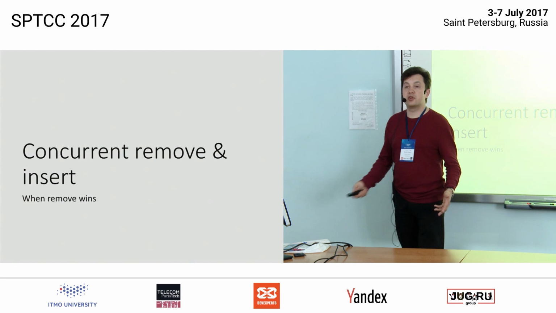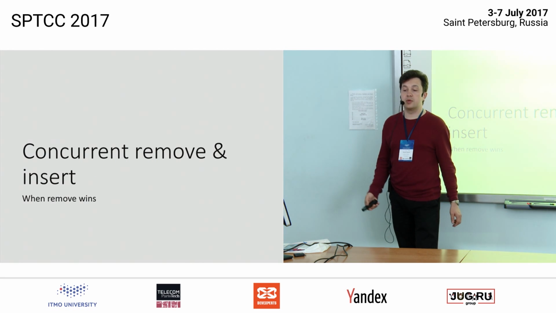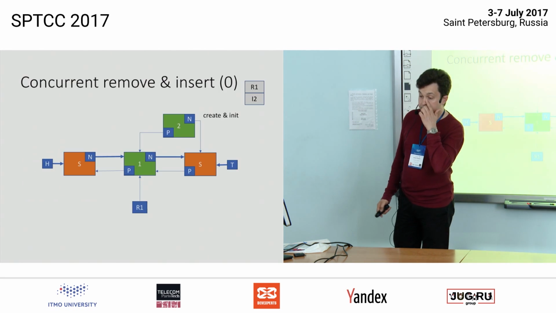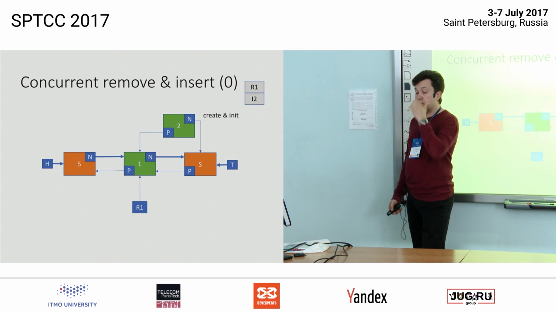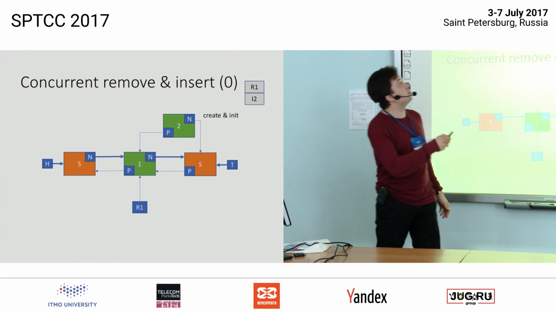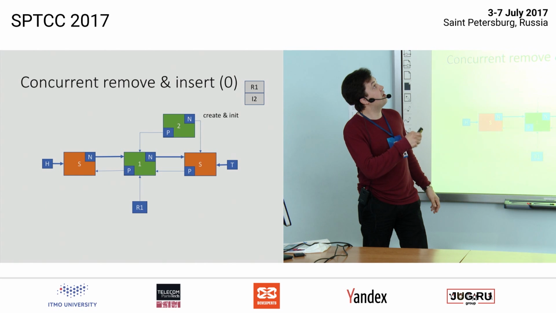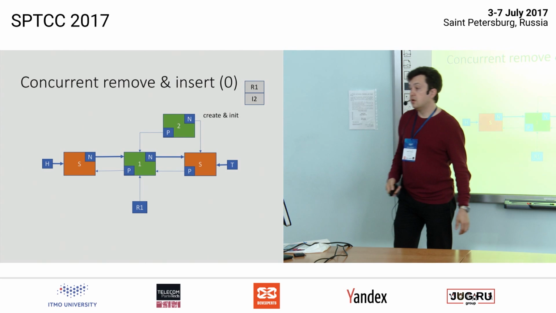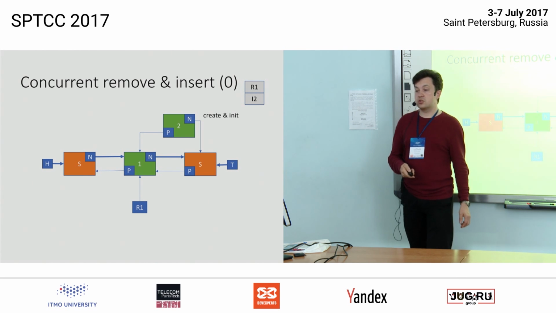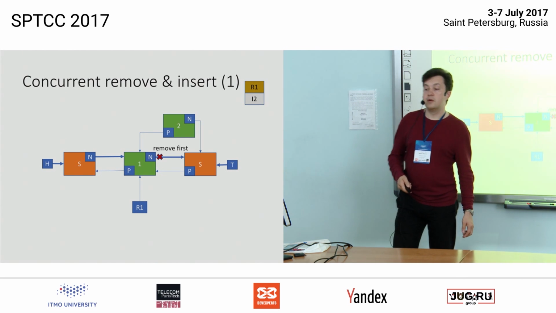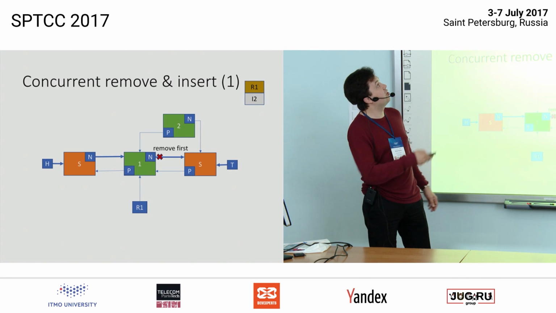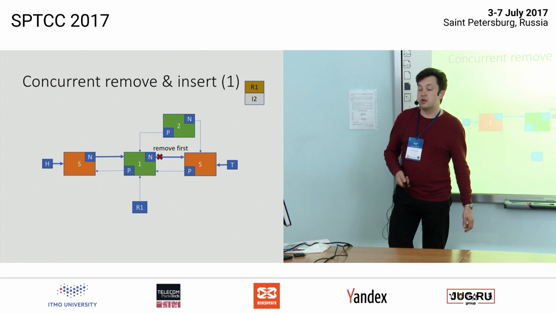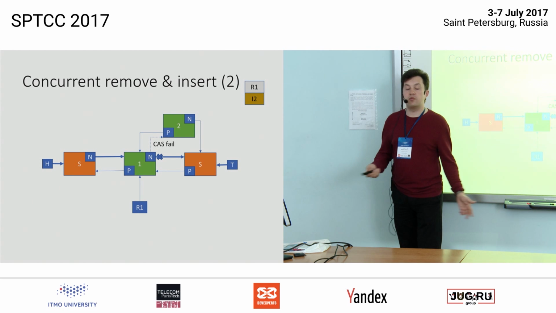Let's see what happens if we have a concurrent insert and remove. The first case will be when remove is first and it wins. So we have one thread that wants to insert a node, and the other thread that wants to remove this node and insert after this node. If the remover marks first, the second node, and then gets preempted, then the thread that tries to insert will fail its CAS.